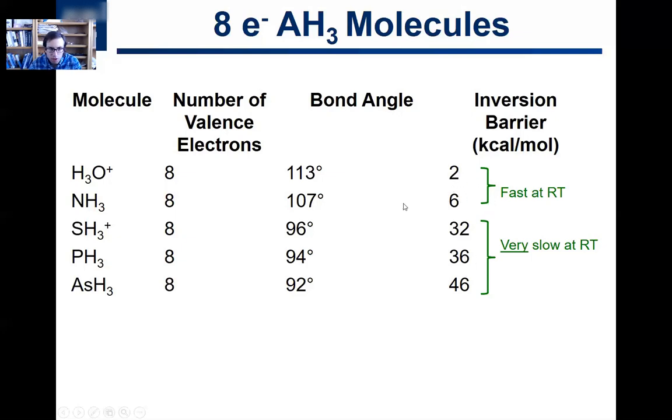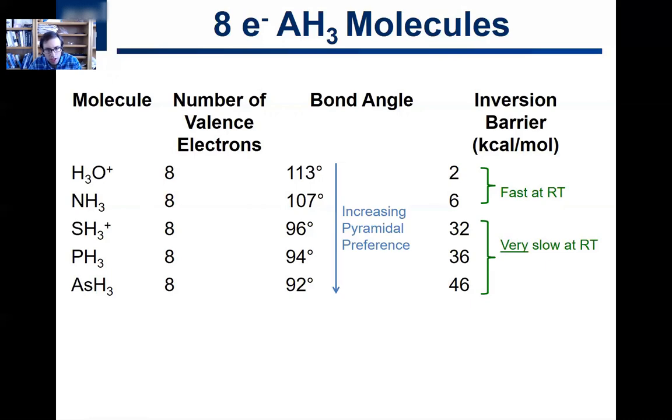And so for the hydronium ion and ammonia, these are going to be very fast at room temperature. So you're going to have this umbrella flipping, this inversion, happening a lot. But for these other molecules, phosphine, arsine, and this sulfur analog of hydronium, those are going to be very, very slow at room temperature, okay?